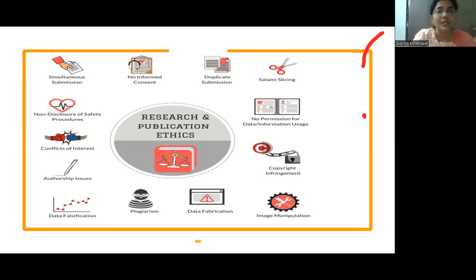Okay, then no informed consent, that means what, here you have not given any consent information to any people. यानी अगर आपने हमारे अपने जो भी related guides है उनसे कोई consent information नहीं दिया है. डुप्लीकेट सबमिशन यानी सेम पेपर आपने अलग अलग जगह में सबमिट किया है. ठीक है, देन सैलमी स्लाइसिंग यानी आपने क्या किया है, किसी एक पेपर में से छोटा सा टॉपिक कट करके सेम एज टू एज अपने इसमें पुट कर दिया है पेपर में. ओके, नो परमिशन फॉर डेटा और इंफॉर्मेशन यूज, आपने किसी डेटा को तो यूज कर लिया है बट उसका आपने परमिशन नहीं लिया है, वो आपको करना नहीं है.